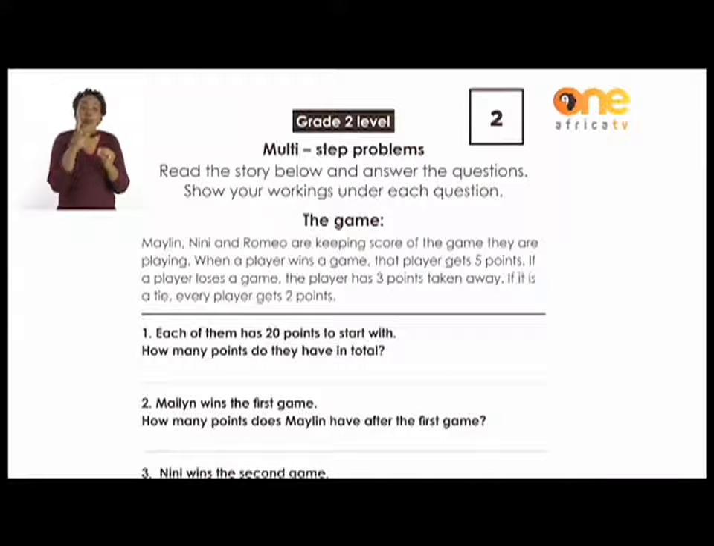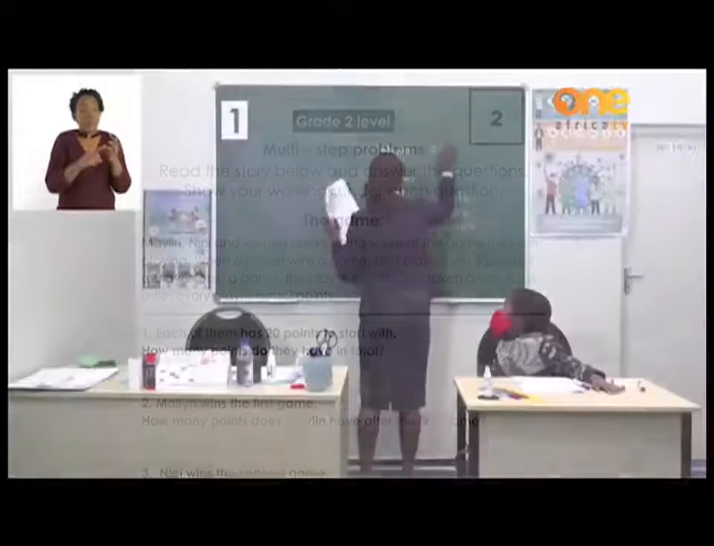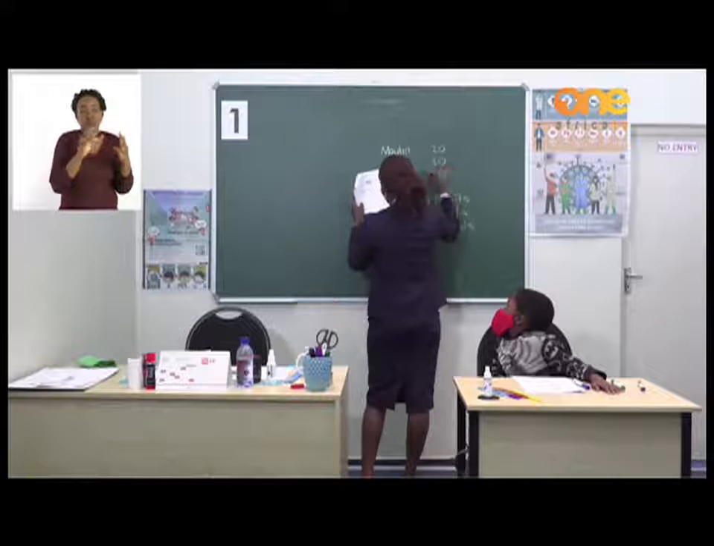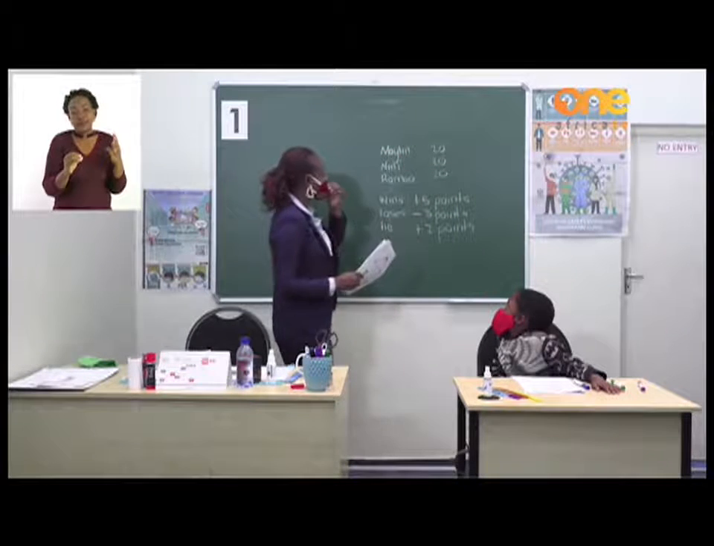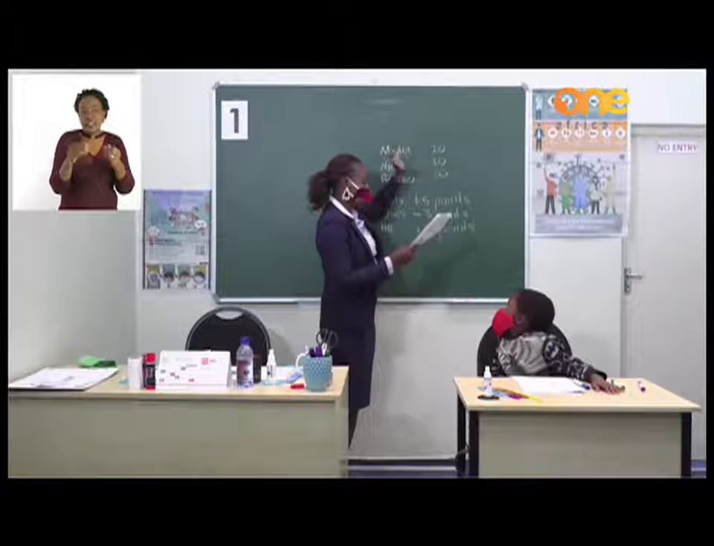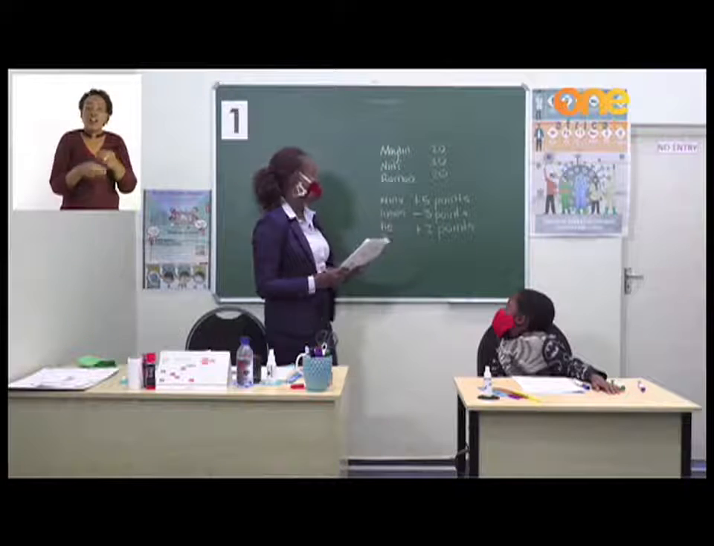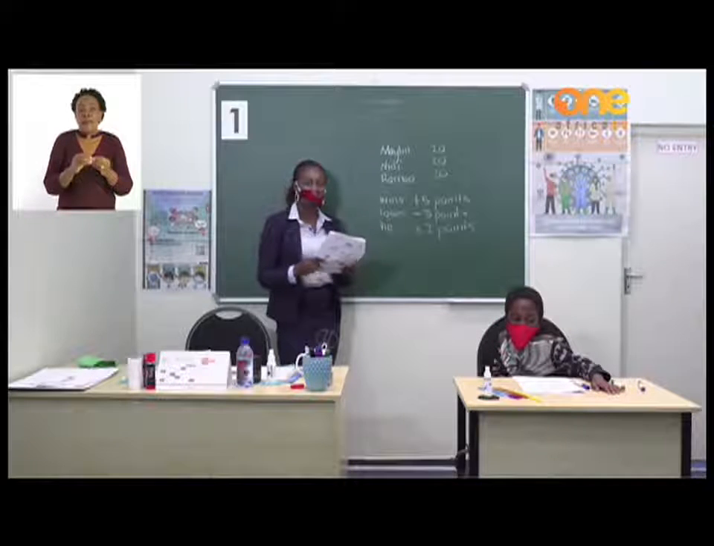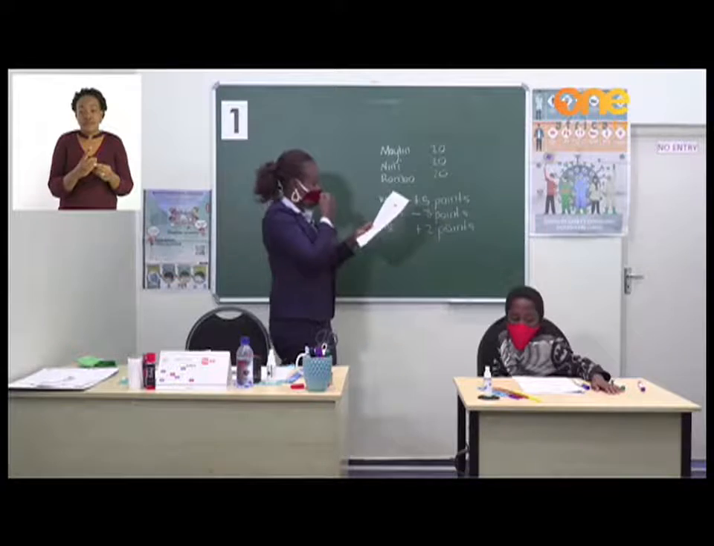What does number 1 say? Each of them has 20 points to start with, which means Marilyn 20, Nini 20, Romeo 20. How many points do they have in total? It means 20 plus 20 plus 20. Okay, this is how we are going to do number 1.